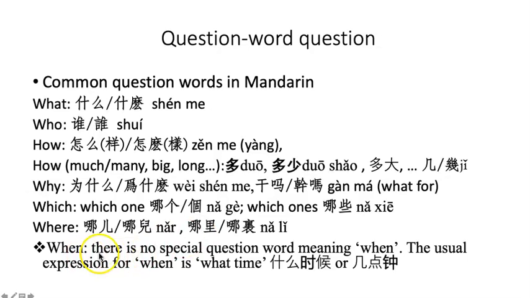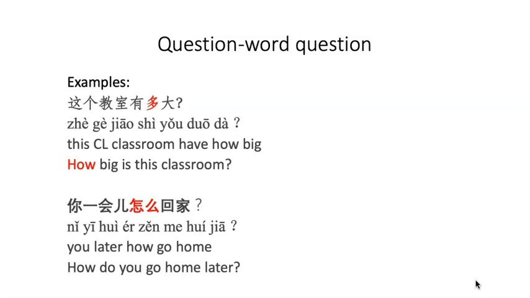Please note that there is no special question word meaning when. The usual expression for when is what time, 什么时候, or 几点钟. Let's look at some examples for question word question in Mandarin. 这个教室有多大? 多 how, 多大 how big. How big is this classroom? So 多 or 多大 is a question word.